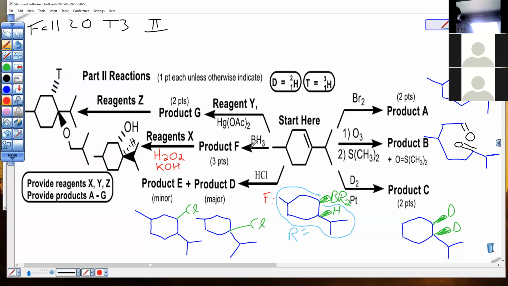This is the chapter 6 boron reagent. Chapter 7, where you're reacting alkynes, you should use HB-Sia2. That's the disiamylborane, which works better with triple bonds than this BH3. So there we go. We got that. That's another point for reagent X.